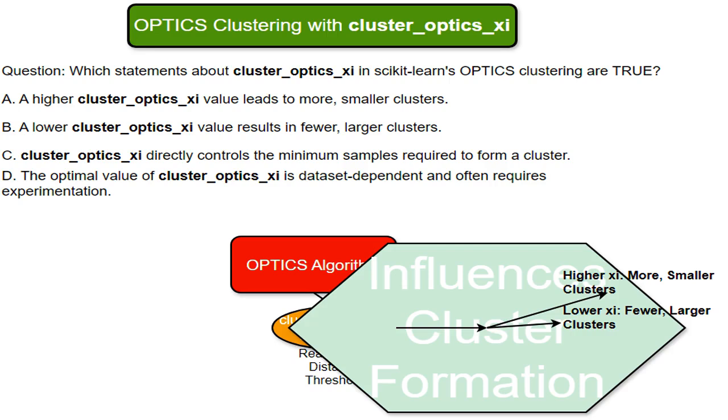This refers to the distance used by the optics algorithm to determine whether points should be grouped into the same cluster. Think of it as a ruler measuring how close data points are to each other. Points within a certain distance from each other would be deemed part of the same neighborhood. It's a critical parameter that dictates the outcome.